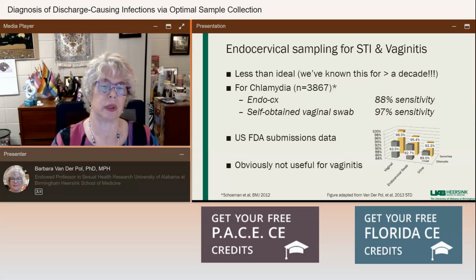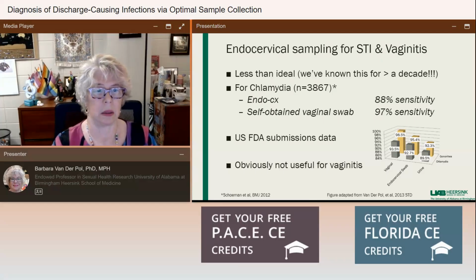But for endocervical sampling, we've known for a long time, more than a decade, that this is less than ideal. Why is it still something that's out there? And why is it still something that manufacturers bother to take the time to get claims for? This is a holdover. When I started working in the 1980s and we started offering chlamydia culture as a routine diagnostic, we had to use culture. We needed live organisms, so we had to get them from the tissue where they were growing.